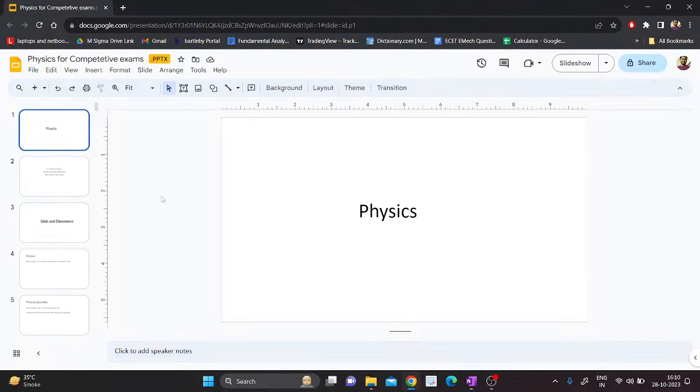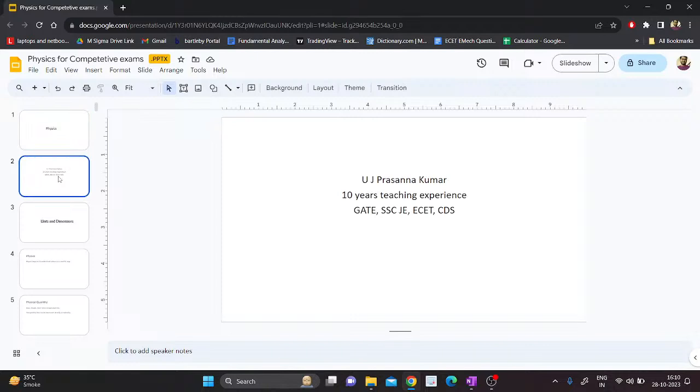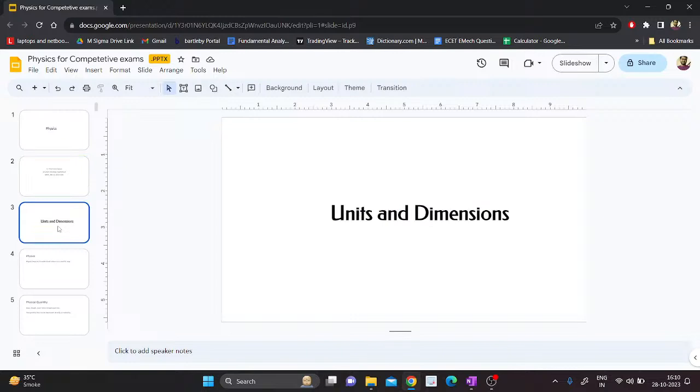Before starting the chapter, I would like to introduce myself. Myself, UJ Prasanna Kumar. I have around 10 years of teaching experience, and in all these 10 years I taught for various competitive examinations, which include GATE, SSC JE, ESE examination, Combined Defence Services examination, and various others. We will be understanding everything thoroughly in these live lectures, and you'll be able to solve any question no matter your pace of learning. So please listen carefully and just follow whatever I'm saying, instead of getting distracted here and there.